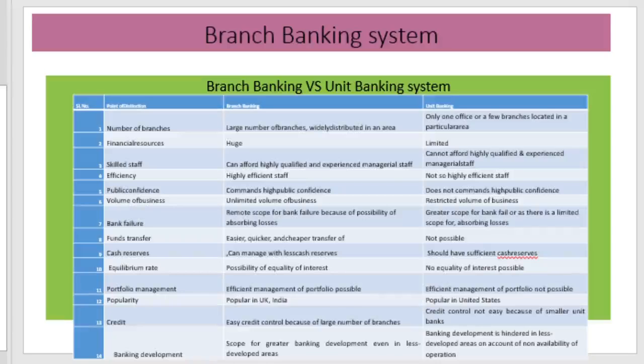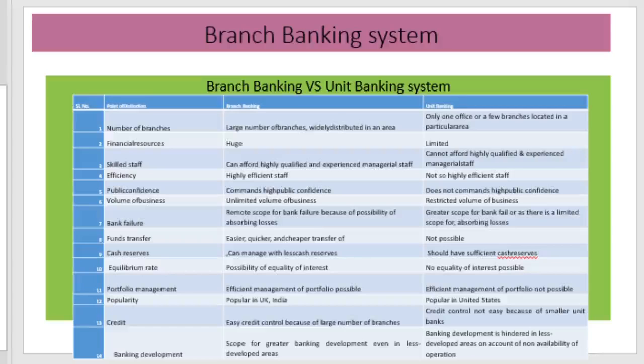In the case of branch banking system, fund transfer will be easier, quicker, and cheaper, whereas in the unit banking system it would take longer. In branch banking system they can manage with a lesser cash reserve, but it is not possible in the case of the unit banking system. Then in branch banking system there will be equality of interest, but in the unit banking system equality of interest may not be possible. Then efficient management of portfolio is possible under the branch banking system, but not possible under the unit banking system. The branch banking system is popular in UK, USA, etc. The unit banking system is popular in the United States.